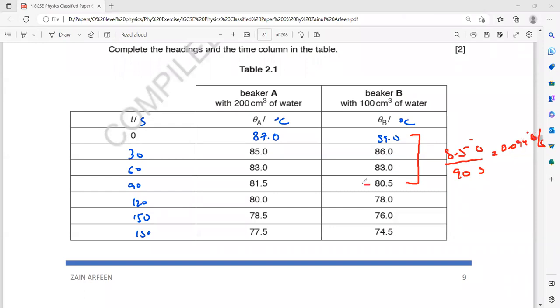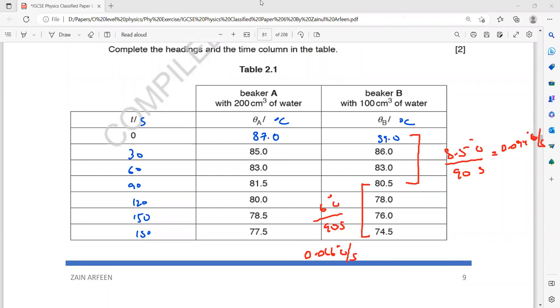And what is the rate of cooling in the remaining 90 seconds, like from 90 to 180? What's the temperature change here? 6 degrees. So the temperature change is 6. And how much time? Again, 90. So 6 divided by 90, what's the answer? 0.066 degrees Celsius per second.